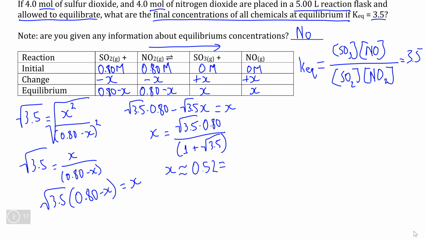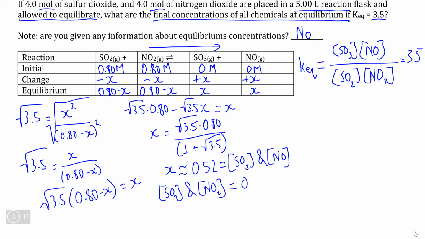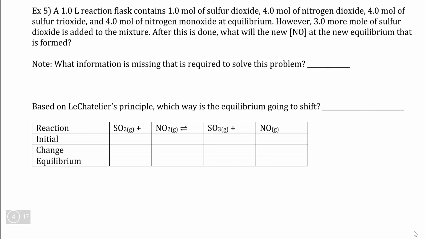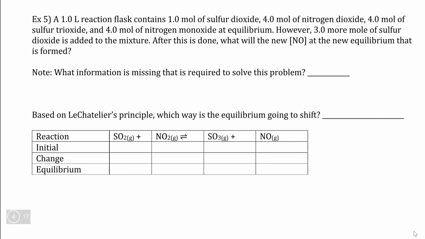So based on our RICE table, we have just figured out the concentrations of sulfur trioxide and nitrogen monoxide, and all we need to do to find the concentrations of our reactants, sulfur dioxide and nitrogen dioxide, is simply take our initial concentration, 0.80 moles per liter, and subtract x. If you subtract the unrounded value here, you should come up with a concentration of approximately 0.28 moles per liter. In the next question, we actually need to deal with a situation involving Le Chatelier's principle.